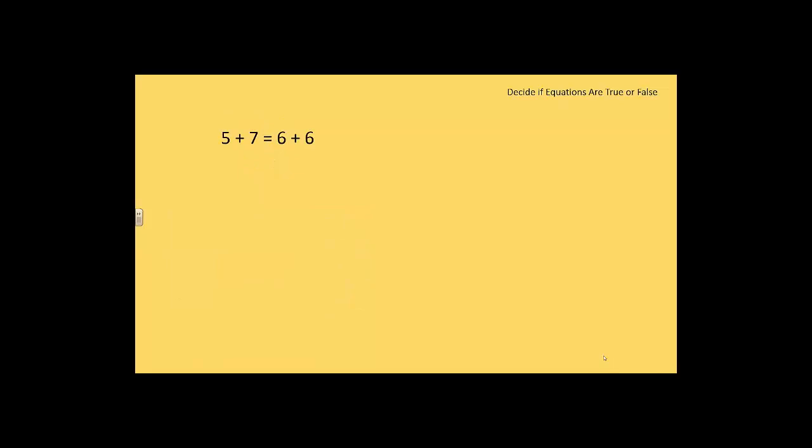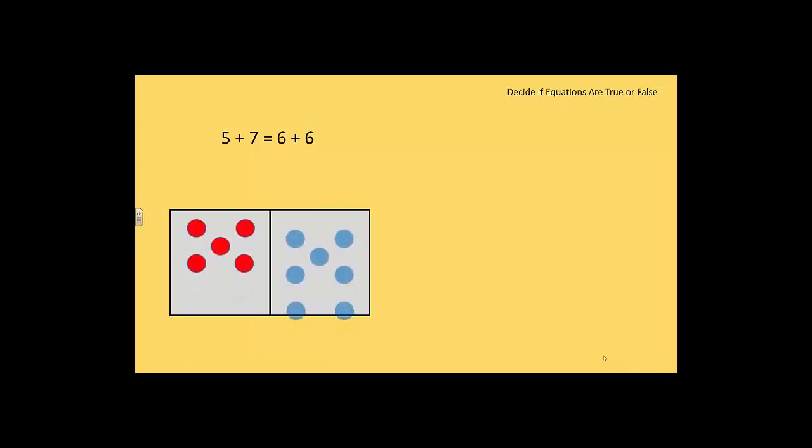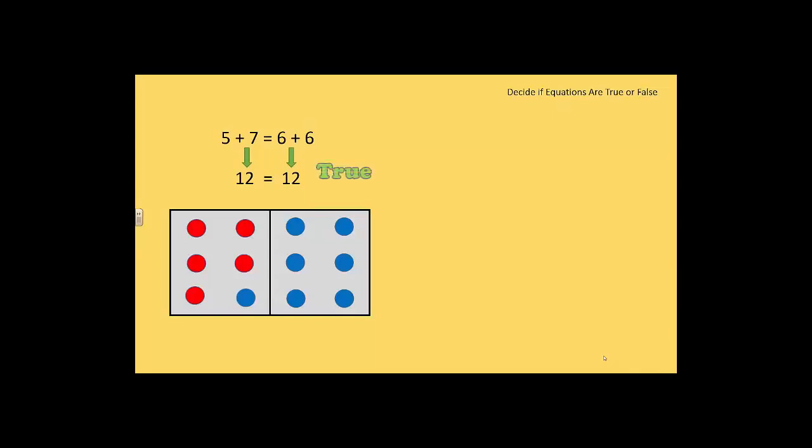When working with equations where different add-ins are on each side, students should solve the expression on each side of the equal sign to prove whether true or false. 5 plus 7 can be solved by making 10 and then counting 2 more to make 12. Students can manipulate the counters to model the double fact that is on the right side of the equation. The number of counters on the mat did not change, only the arrangement of the counters changed. Knowing that 6 plus 6 is equal to 12 means that the equation 5 plus 7 equals 6 plus 6 is true because 12 is equal to 12.